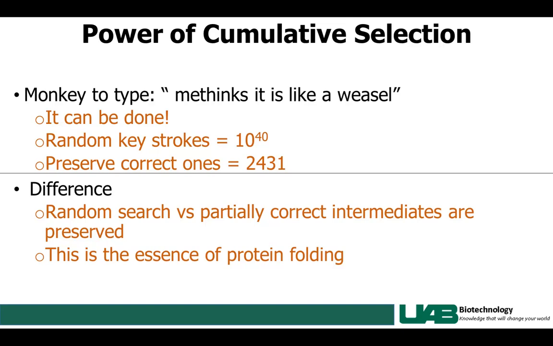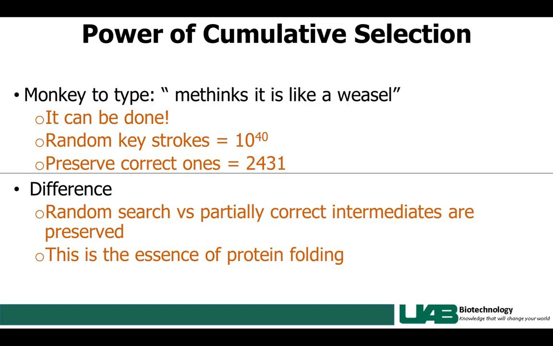But if you were to preserve correct ones, or even partially correct ones, for instance, if the monkey just randomly types out the word ME, then you preserve that, and then if it types out the word THIN, you preserve that as well. So the idea is, if you preserve partially correct terms, then it will only take that monkey 2,431 random strokes to actually come up with the phrase.